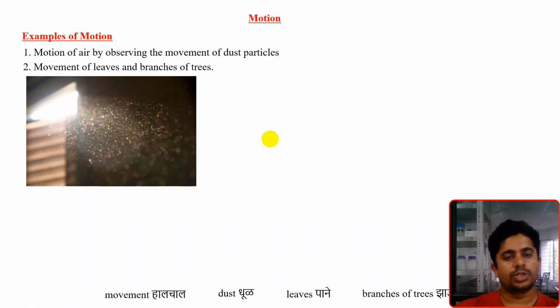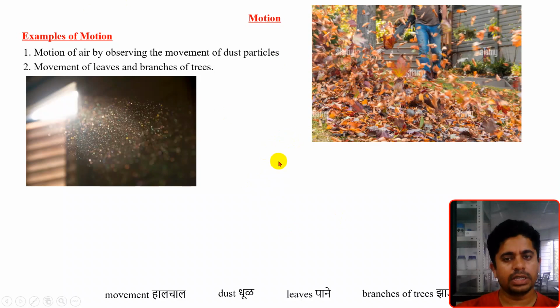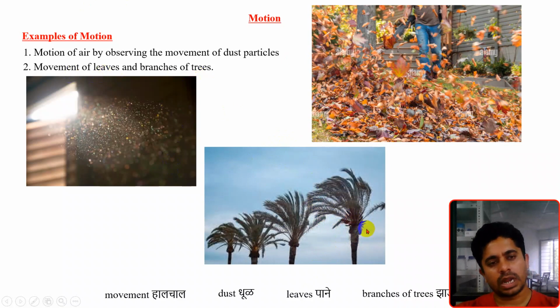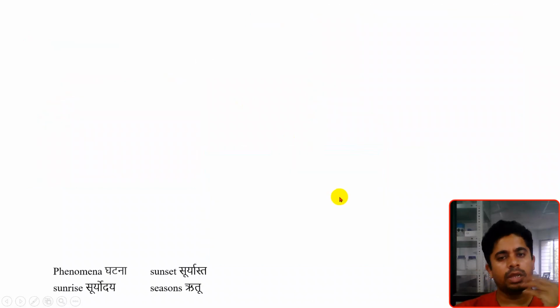Movement of the leaves and branches of the trees. Whenever it is about to rain, before the rain, wind will flow. And because of the wind, the leaves which are on the floor will start to fly. Or the coconut tree, as you can see in this picture, the whole coconut tree or some of its leaves or branches will start to move, they will start to shake. There we will observe the movement.